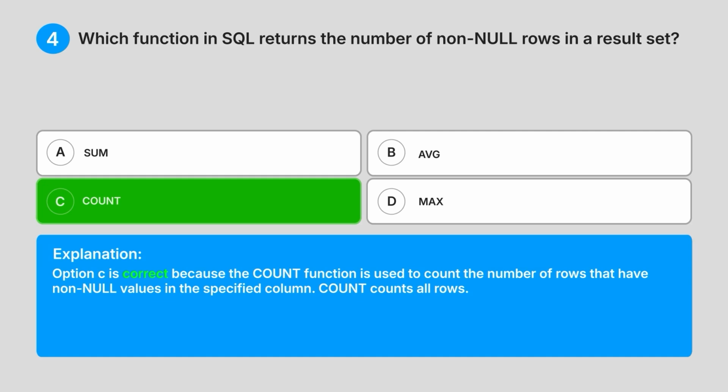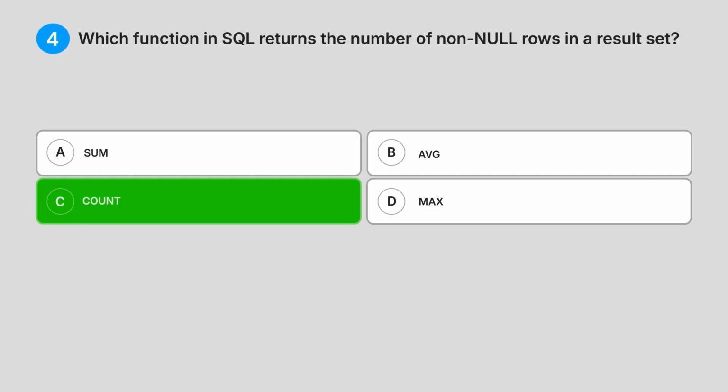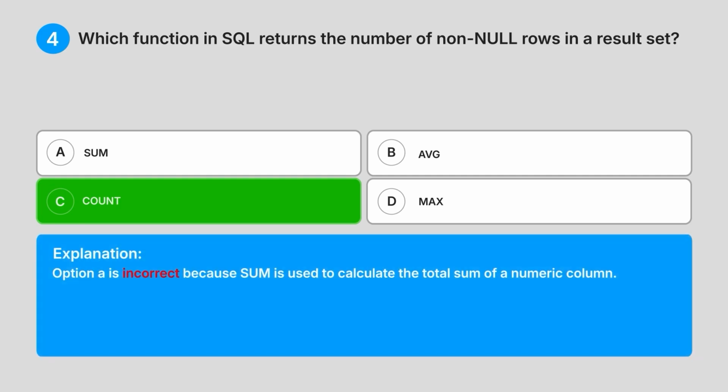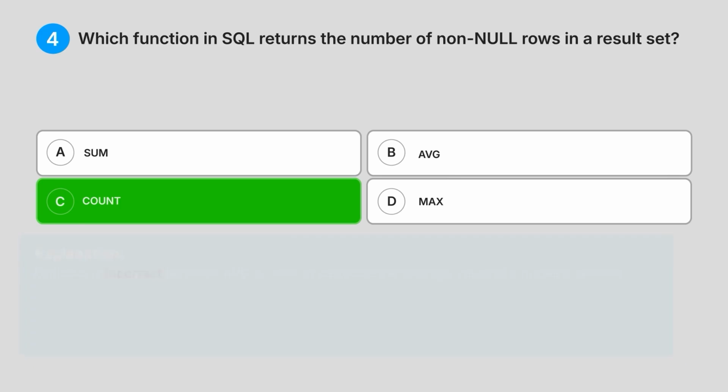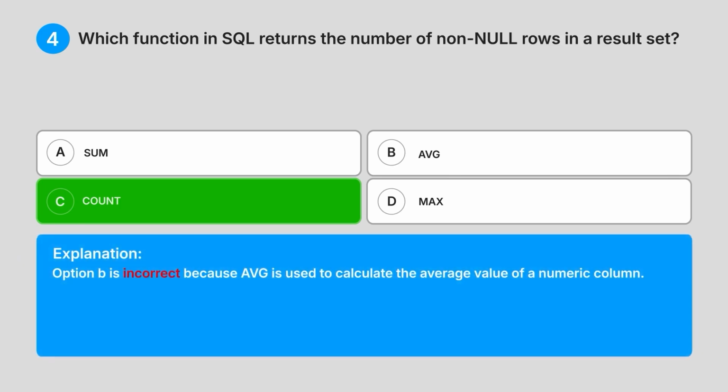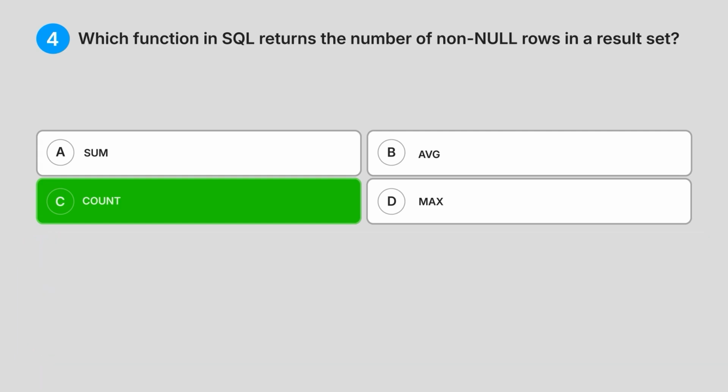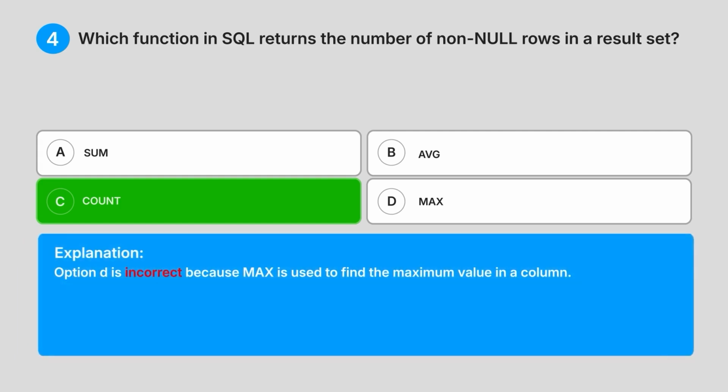Explanation: option C is correct because the count function is used to count the number of rows that have non-null values in the specified column. Option A is incorrect because sum is used to calculate the total sum of a numeric column. Option B is incorrect because AVG is used to calculate the average value of a numeric column. Option D is incorrect because max is used to find the maximum value in a column.